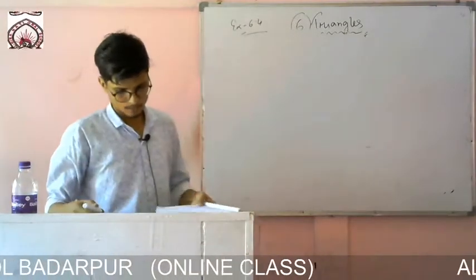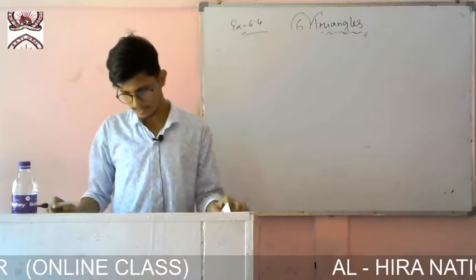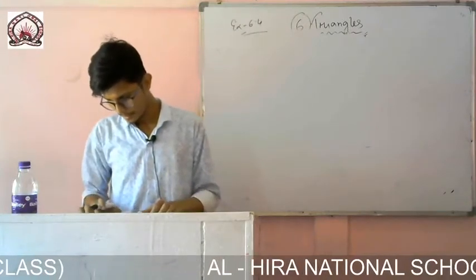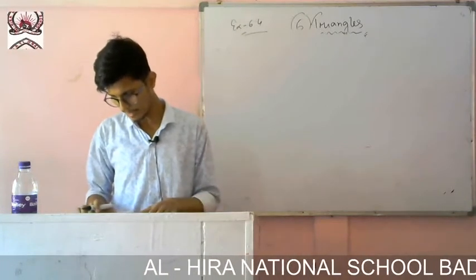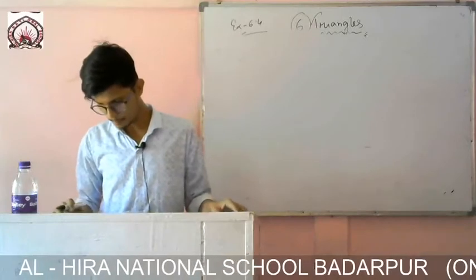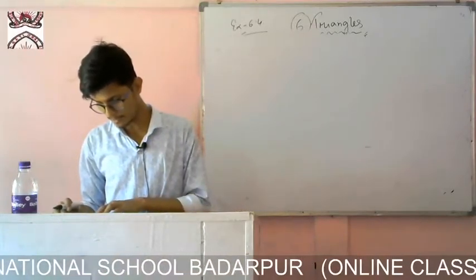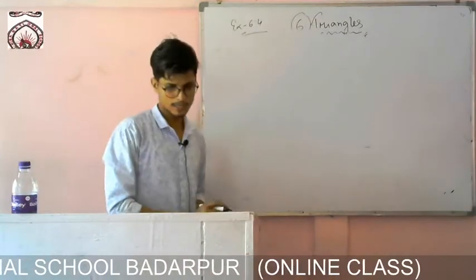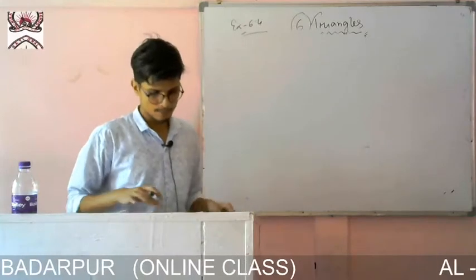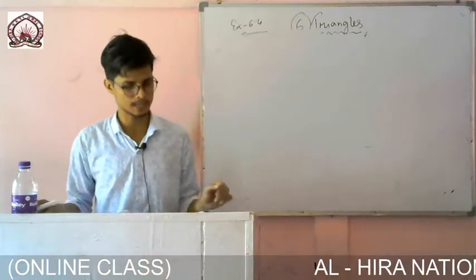So first one, question number 8. You see, ABC and BDE are two equilateral triangles such that D is the midpoint of BC, and the ratio of the area of triangle ABC and triangle BDE, you have to find. If you see very carefully, these two are given equilateral triangles, and equilateral triangles are similar.